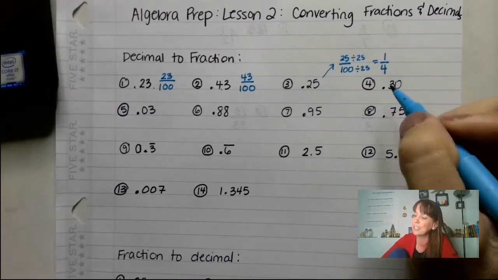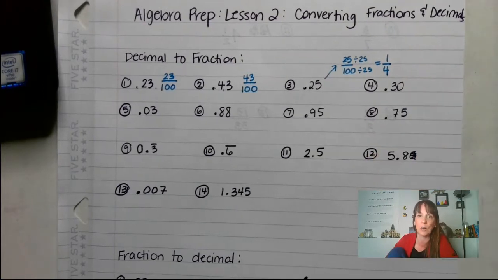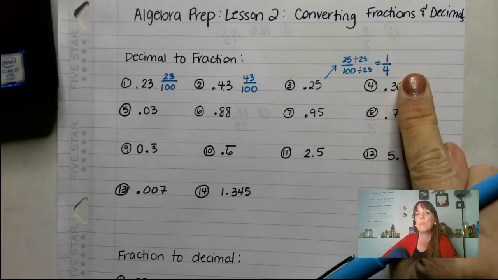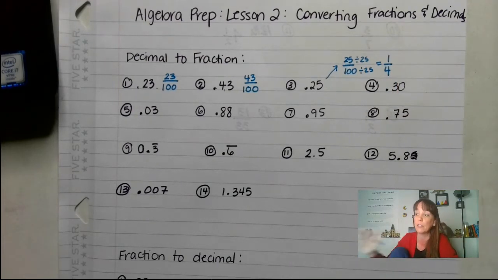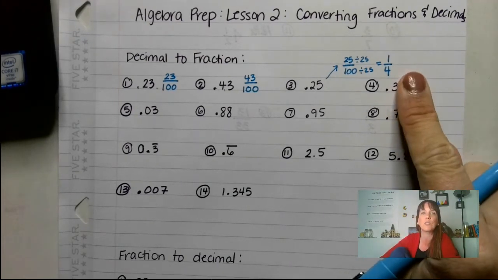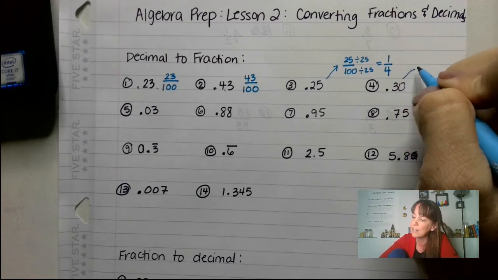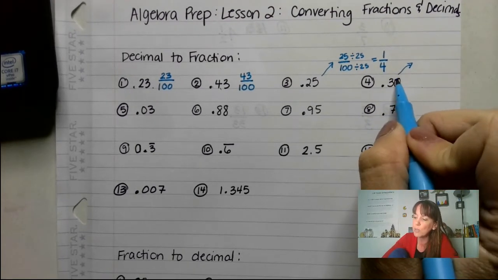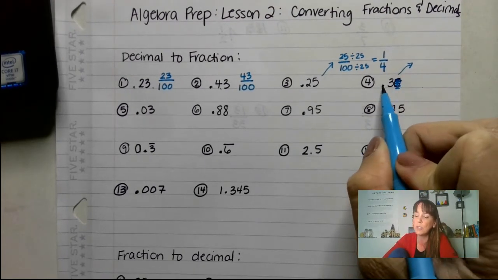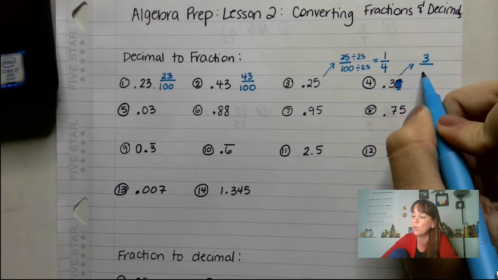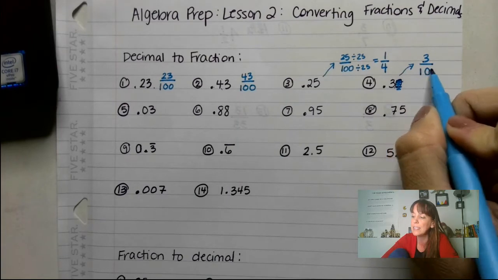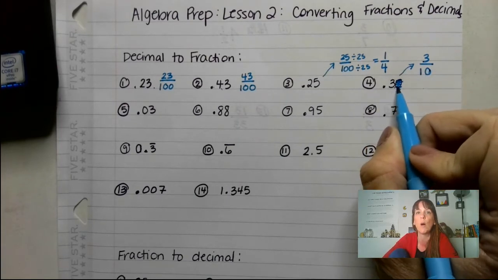Let's look at this 0.30. I've thrown a zero in here, but remember zeros are not necessary at the end of your decimals, on the other side of the decimal. So it's just 0.3. How would we write that as a fraction? Let's get rid of that extra zero and see, we only move this over one spot. So it's going to be 3 over 1 and then just 1 zero because we only moved it over one spot.